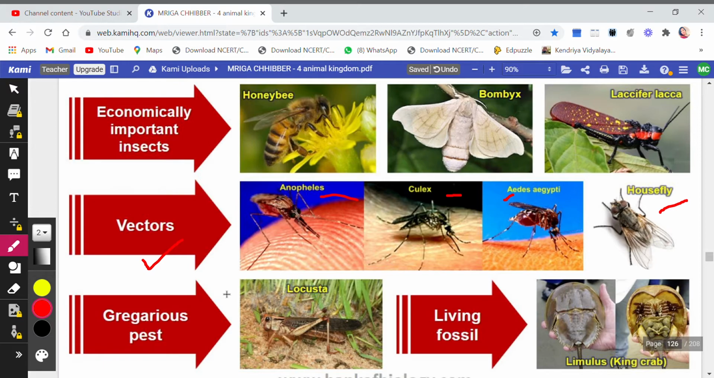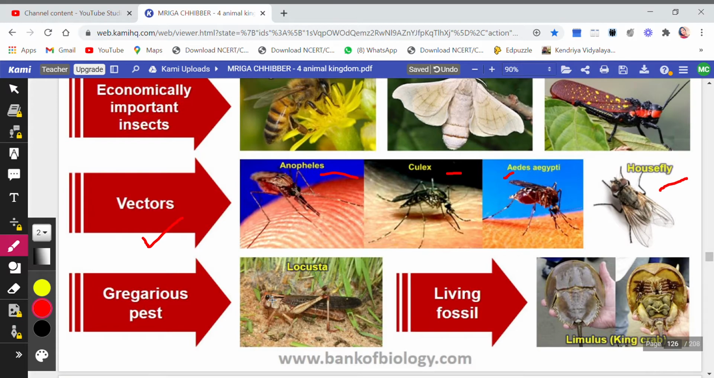Then gregarious pests, these are the pests which are actually very dangerous. If you remember, few months back, there was a very big news in the media about locust. They were coming in millions and millions from Afghanistan, then from Pakistan to India, and there was an attack of locust on our agriculture. Our farmers were very much worried about this attack. So they are very gregarious pests.